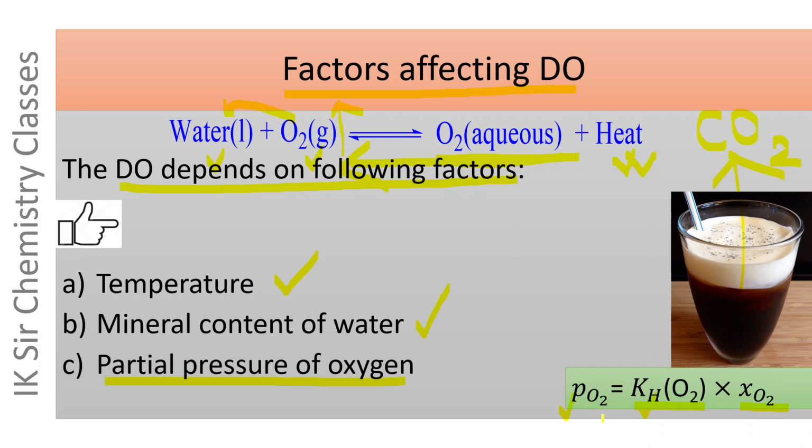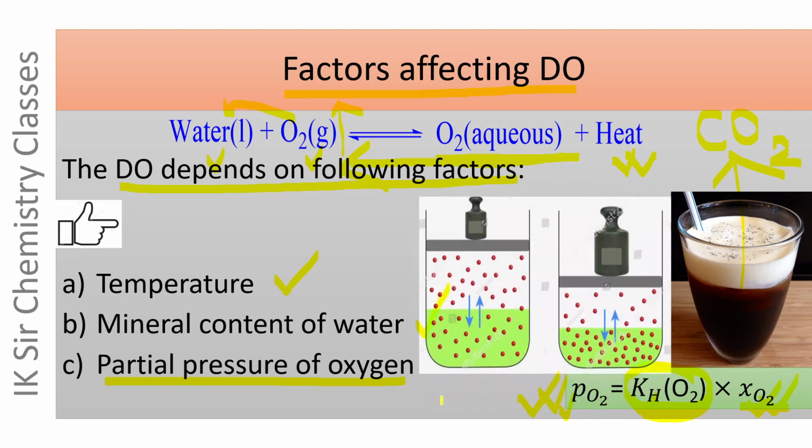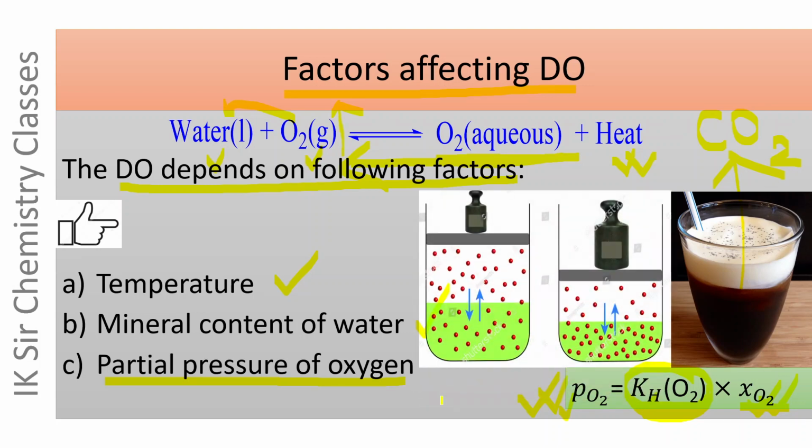It is obvious that KH, Henry law constant, is constant for a given gas at a given temperature. As the partial pressure of O2 increases, the mole fraction of O2 in water will also increase. It means the solubility of oxygen in water increases with increase in partial pressure of oxygen.